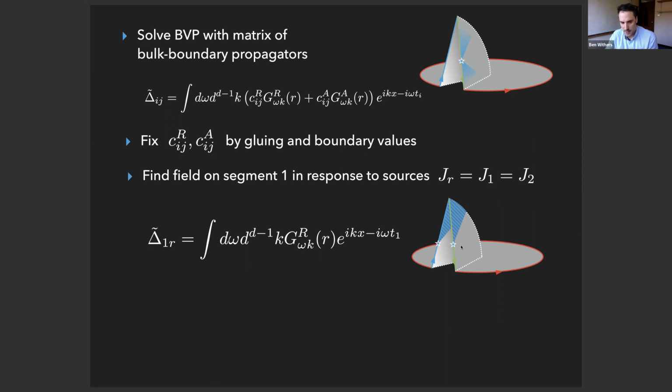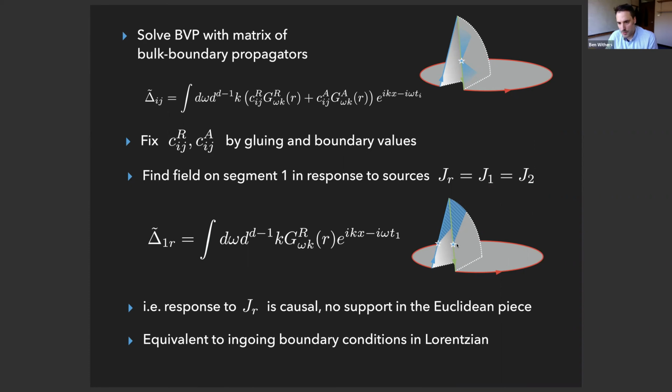So in other words, the response to J1 and J2 is purely causal. It only propagates forward in time towards the black hole event horizon into the future. There's no support at all of the field in the Euclidean piece. And this is enough to determine that the field must obey ingoing boundary conditions in the Lorentzian. So this is precisely the configuration, this J1 equals J2, which computes the retarded response function.